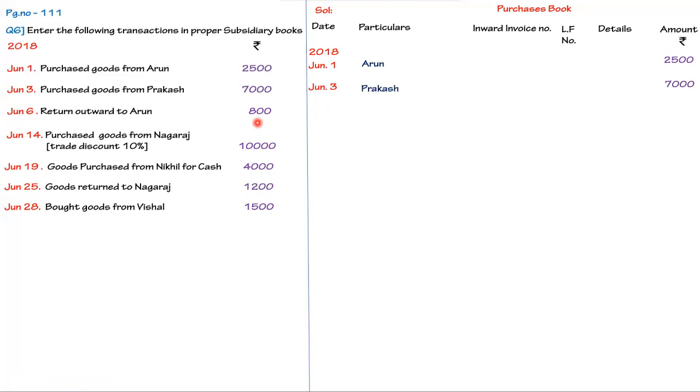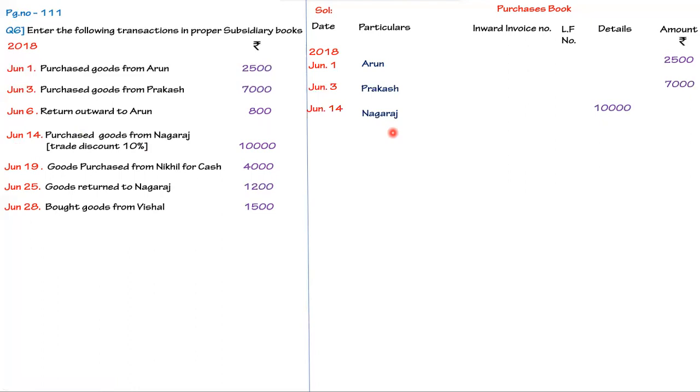Next, we have a transaction on June 14, which is purchased goods from Nagaraj 10,000 rupees, trade discount 10%. So here, as it is a transaction of purchases, it will be recorded in purchases book. Here the date will be taken as June 14. In particulars column, we will be writing the name Nagaraj and in details column, we will be writing the amount of purchase 10,000 as we have to calculate trade discount. So trade discount is given as 10%.